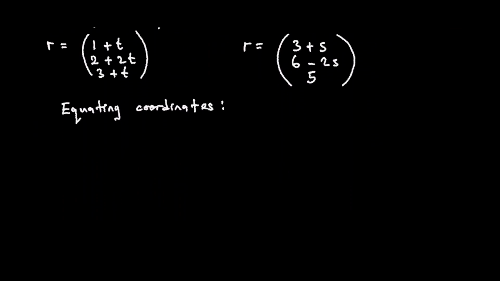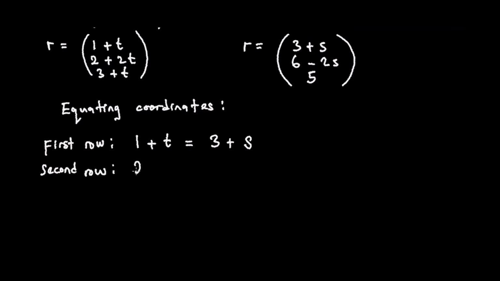So when equating the coordinates, we take 1 plus t, but I think it's very important to specify that we start with the first row. We take 1 plus t and it equals 3 plus s. Okay, here we cannot solve it any further. Let us go to the second row. 2 plus 2t is equal to 6 minus 2s. Okay, can we simplify it any further here? Let us go to the third row.